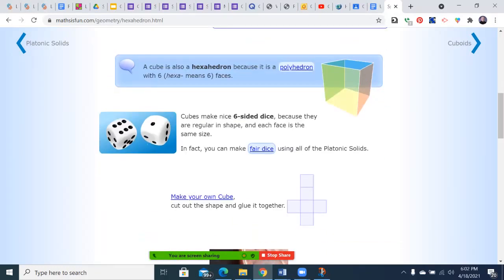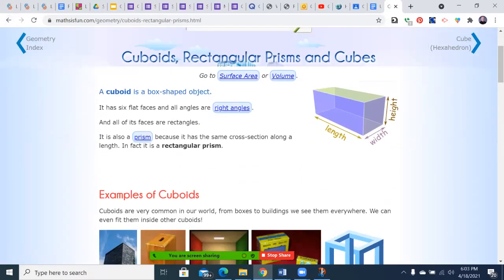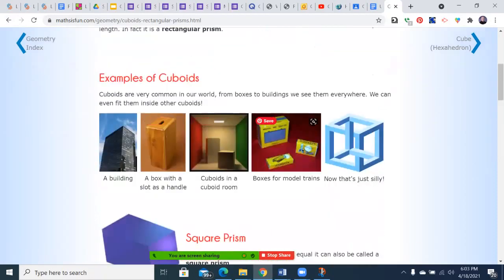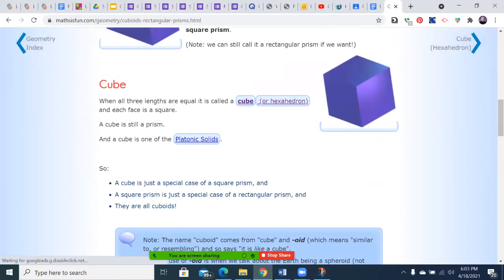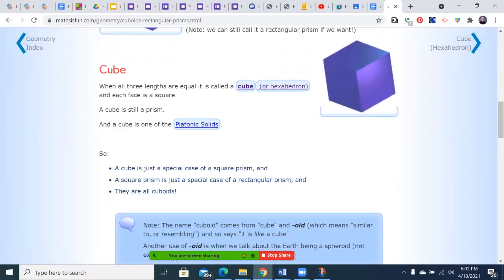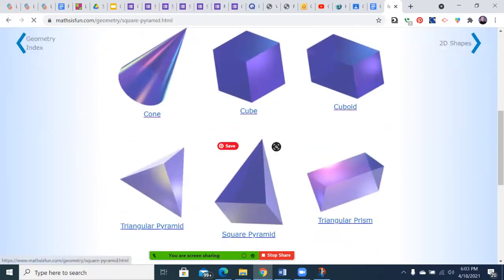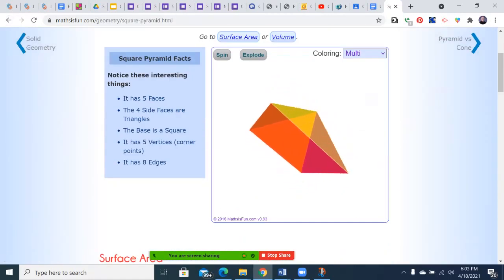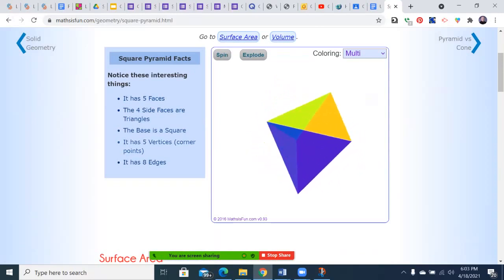You see some examples. A cuboid, as we mentioned, is a rectangular prism. You can find the volume pretty easily by multiplying length times width times height. See some examples. Buildings can have square prisms as well, which we call a cube. We've just talked about that. Square pyramid: 5 faces, 4 side faces are triangles, and the base being a square.